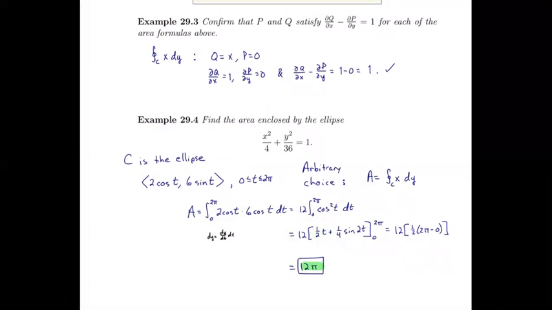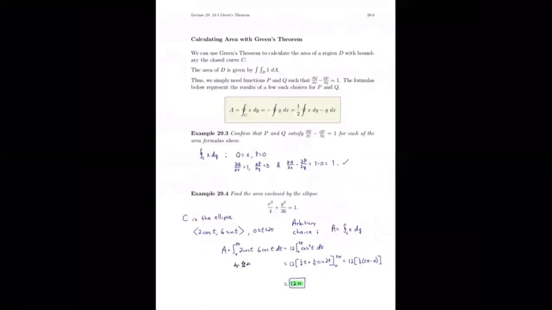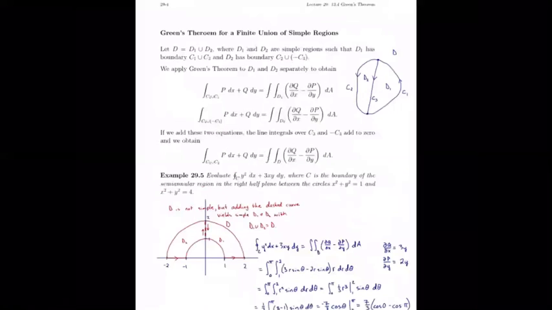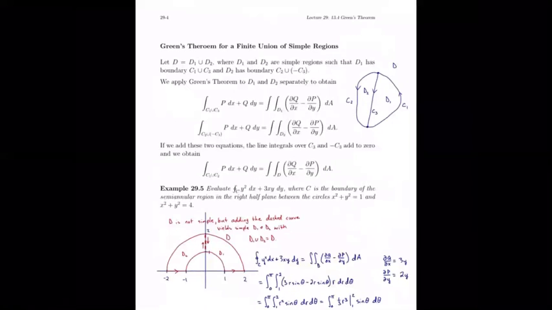It's interesting to note that the full formula for the area of an ellipse is actually pi times a times b. So pi times 2 times 6 in this case for 12 pi. And that's what the book shows in its example. Kind of a neat fact. So let's see what we can do if we don't have quite a simple region.